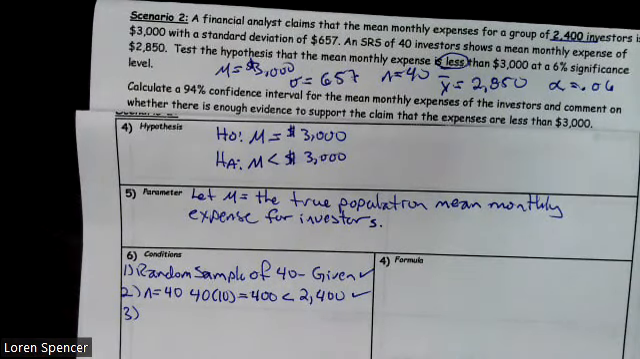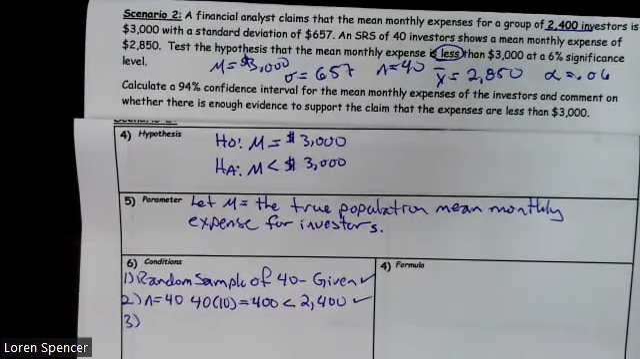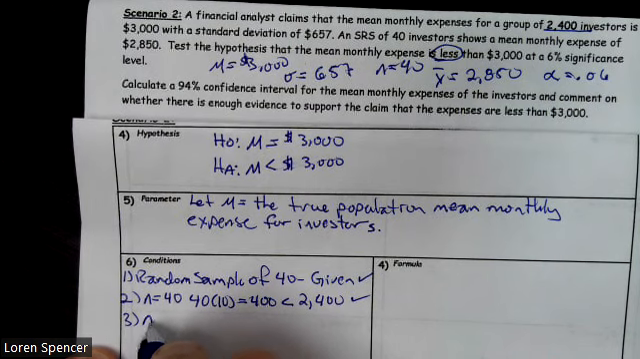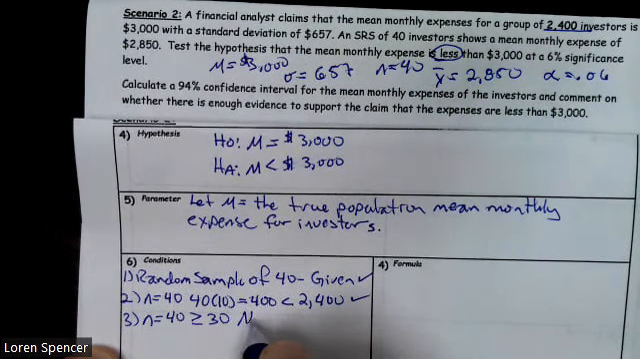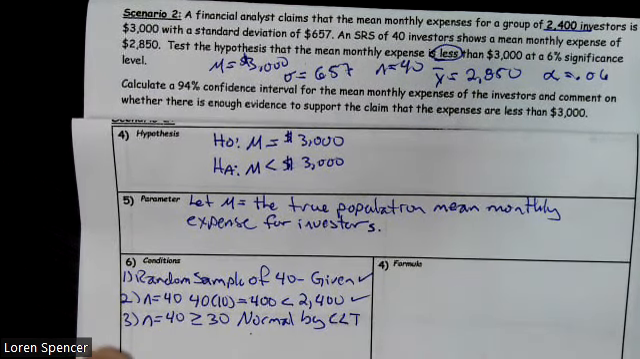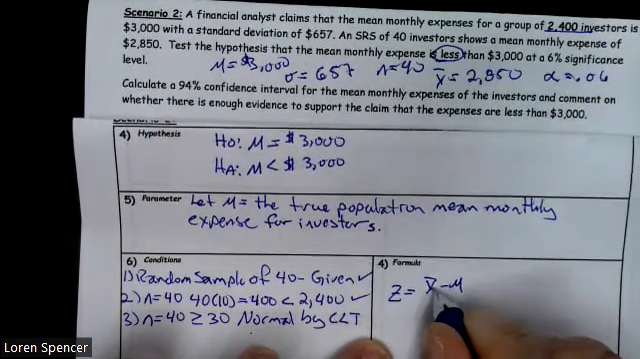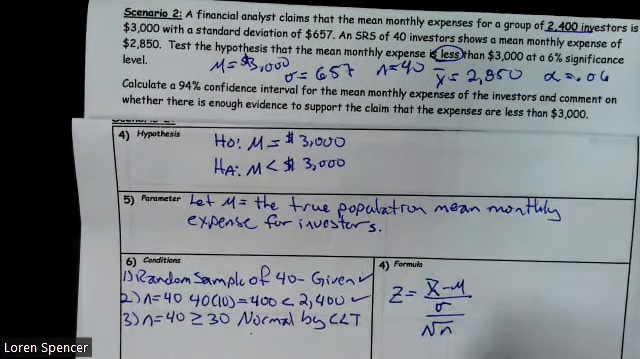Normality. If they told us it was normal, we wouldn't have to do anything other than say normal given. But in this case, they didn't tell us, so we don't know the shape of the distribution. Some people may have extremely high expenses. I don't know. But n equals 40, which is greater than or equal to 30. We always compare to 30. So this is normal or approximately normal by CLT, by central limit theorem. Our formula, Z equals x bar minus mu over the standard deviation divided by the square root of n.